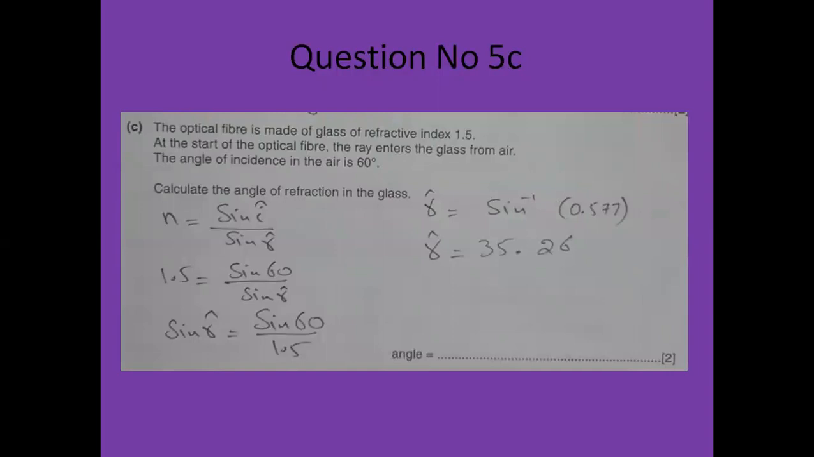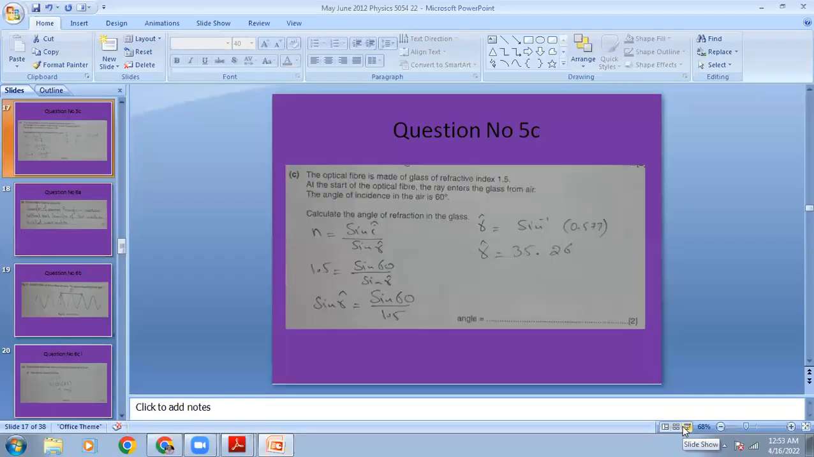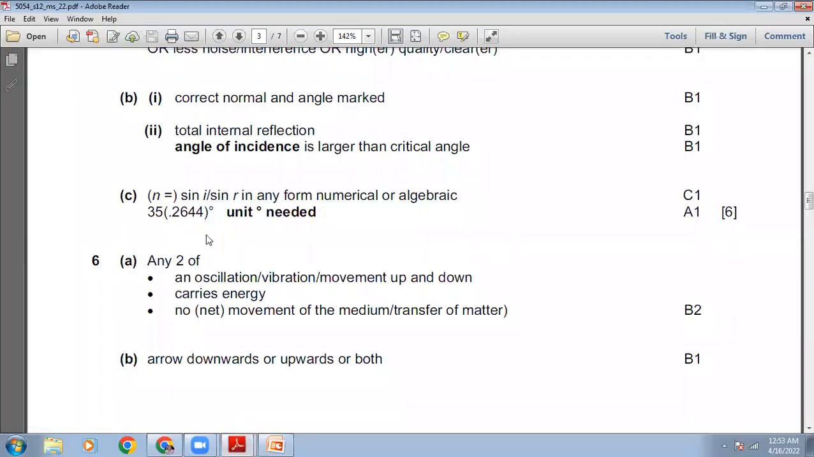So n is equal to sine i by sine r. So 1.5 is equal to sine 60 divided by sine r. So sine r will be equal to sine 60 divided by 1.5. And so r will be equal to sine inverse of 0.577. So the angle r will be 35.26 degrees. So let's have a look at the marking scheme. So our answer is right.